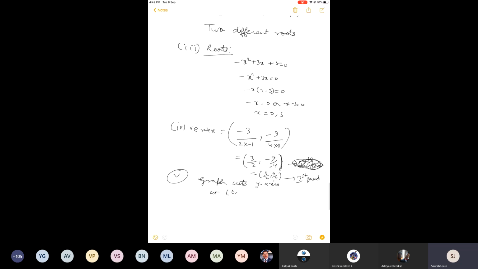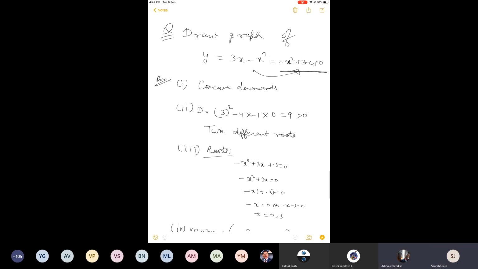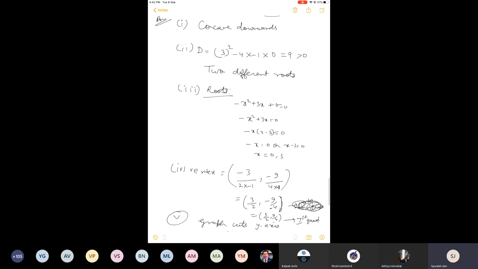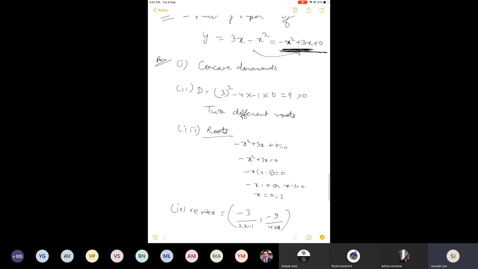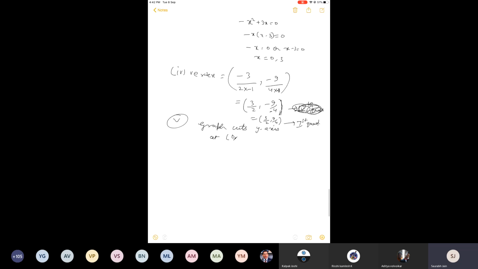And finally, graph cuts y-axis at. So we'll put x equal to 0. So for the fifth one, we can directly take the value of c, no sir? For the fifth one, yeah, that is actually the same value because it is coinciding with the root here. I will draw the graph. When we put x equal to 0, y is coming 0. So you will see one thing here: 2 points are the same. How? Let me draw the graph first.